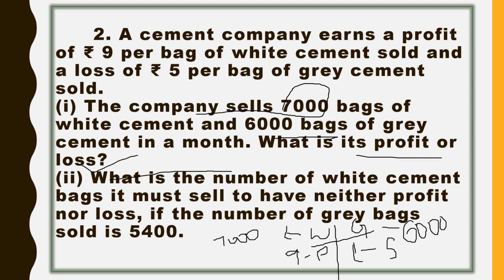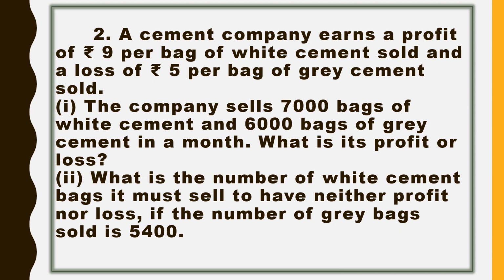Okay, now if the company sells 7,000 bags of white cement, which have a profit of 9 rupees per bag, and 6,000 bags of grey cement in 1 month, having a loss of 5 rupees per bag, is the company in profit or loss? If so, how much? Okay, the next question. Find the number of white cement bags it must sell to have neither profit nor loss if the number of grey cement bags sold is 5,400.